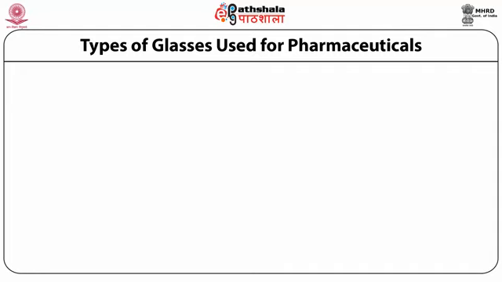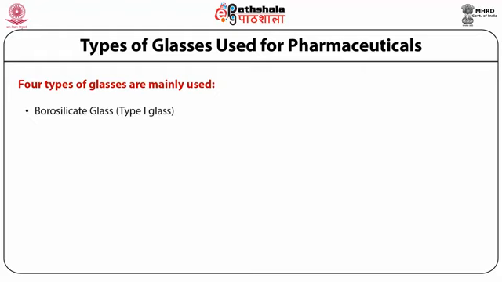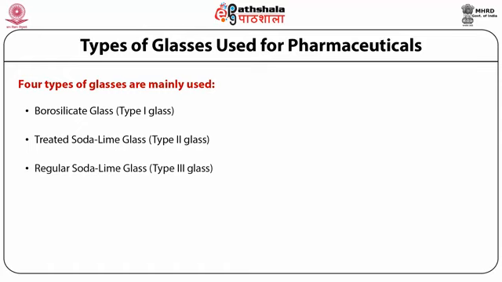Types of glasses used for pharmaceuticals. Four types of glasses are mainly used to pack the pharmaceuticals. The first one is borosilicate glass, that is also called type 1 glass. Treated soda lime glass, that is type 2 glass. Regular soda lime glass, type 3 glass. General purpose soda lime glass, that is type 4 glass.